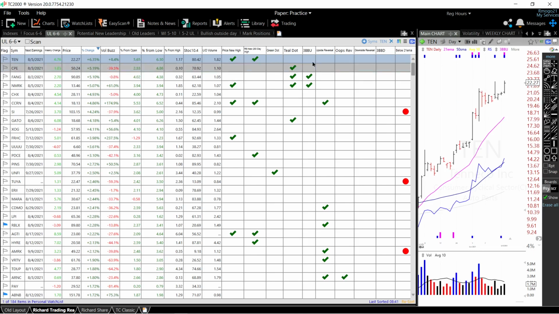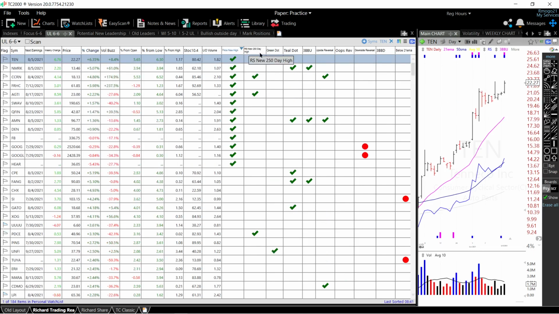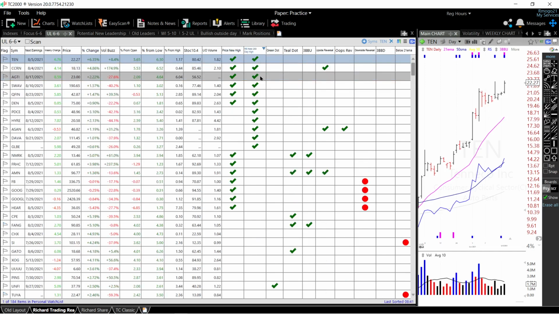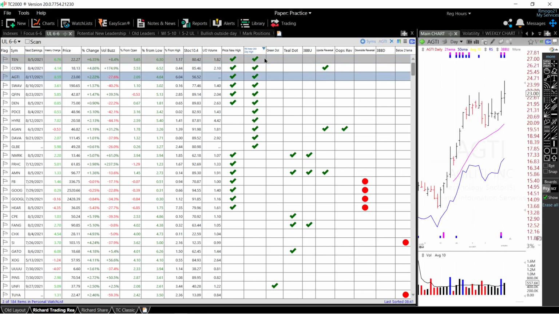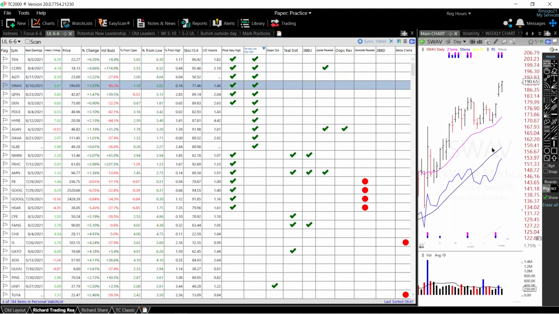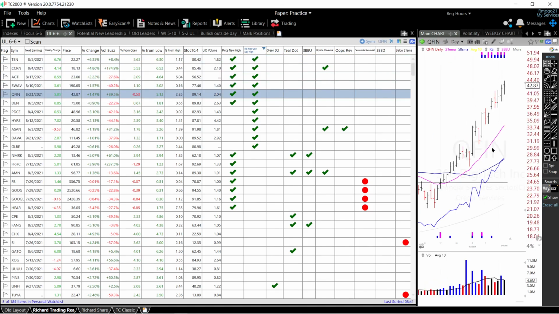Now, another way, of course, to do it is to sort by price new highs and relative strength new highs. These stocks on a price and relative strength basis are making new highs on a day when the Qs, SPYs are experiencing some weakness. So these are experiencing relative strength at the moment as well.